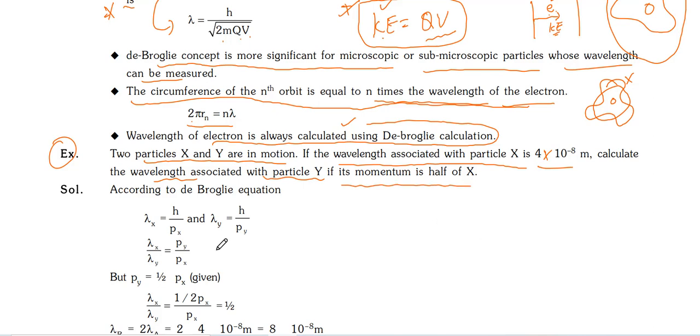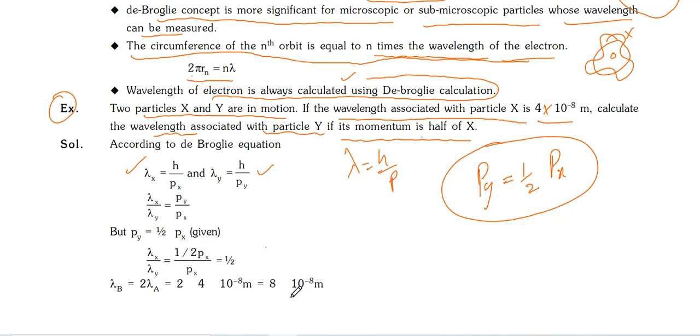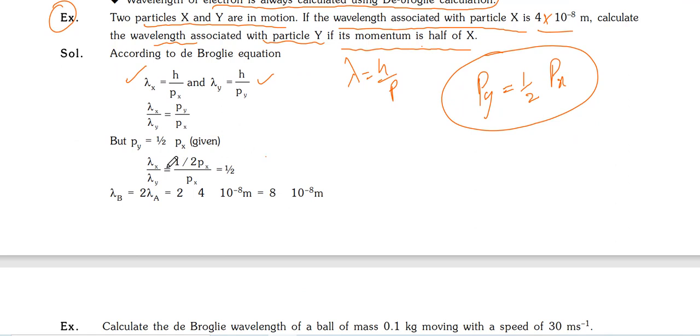Momentum is given, okay? So what is the formula? Lambda equals h by p, where p is the momentum. Okay, for particle x and particle y the momentum is like this. The momentum of y is half of x. Yes, so py equals half into px. So a hint is given, okay. Then you compare this as lambda x by lambda y.